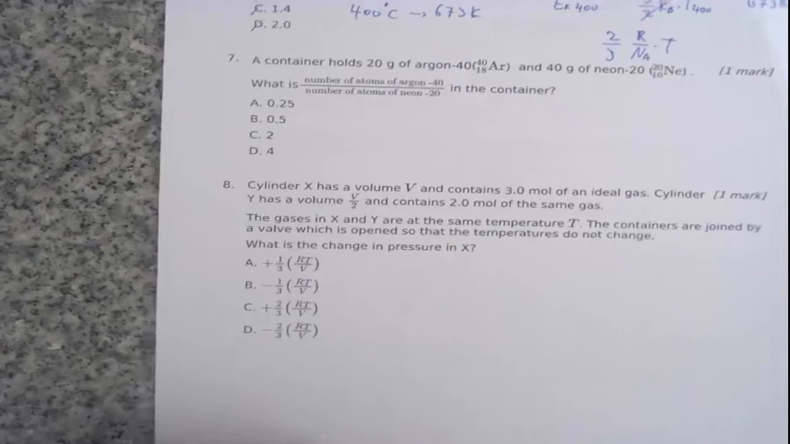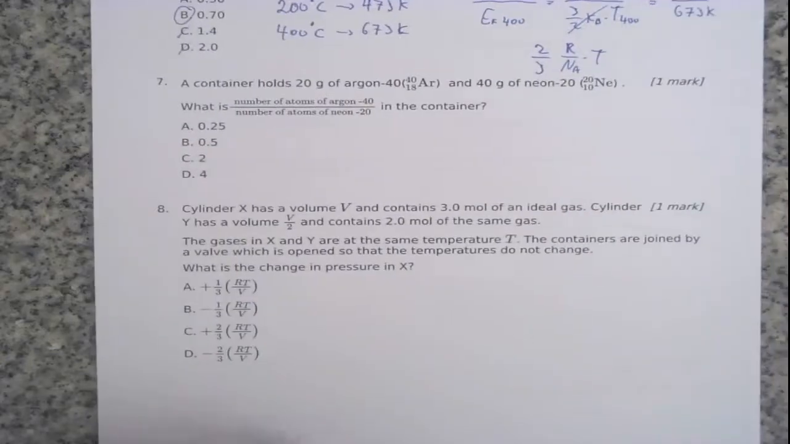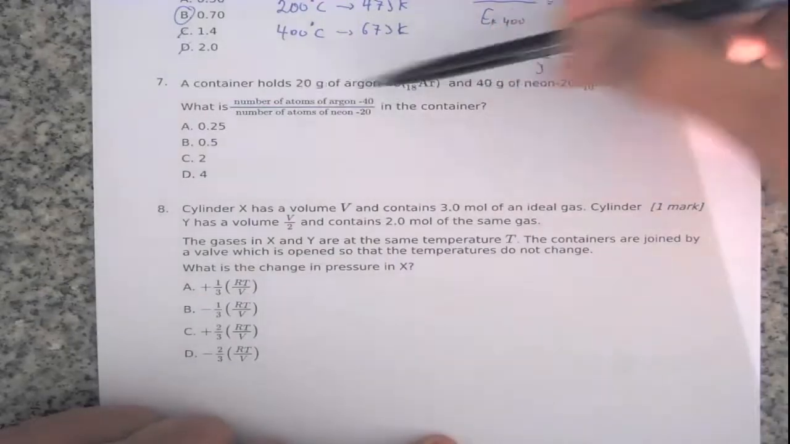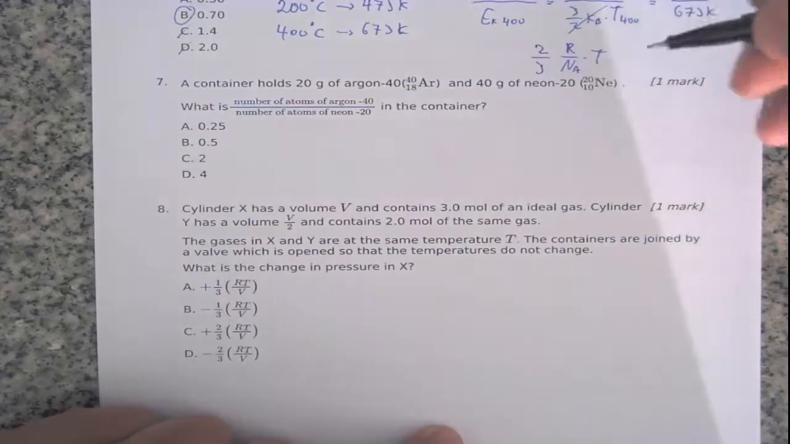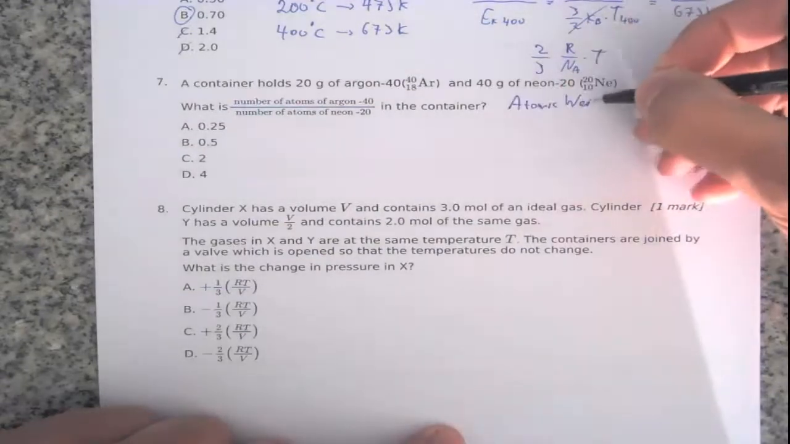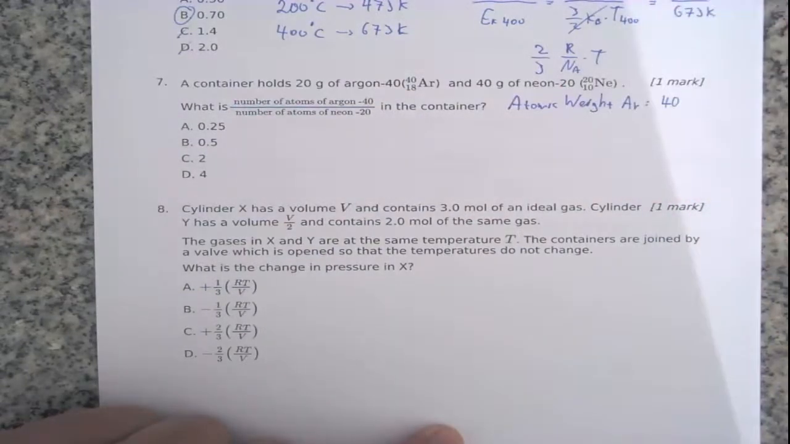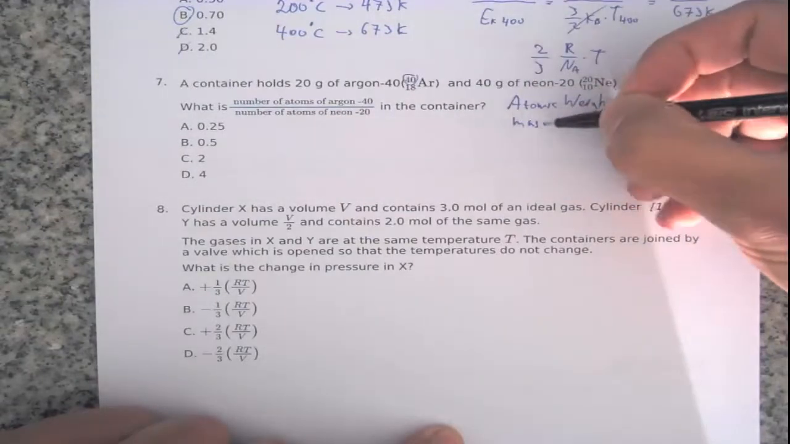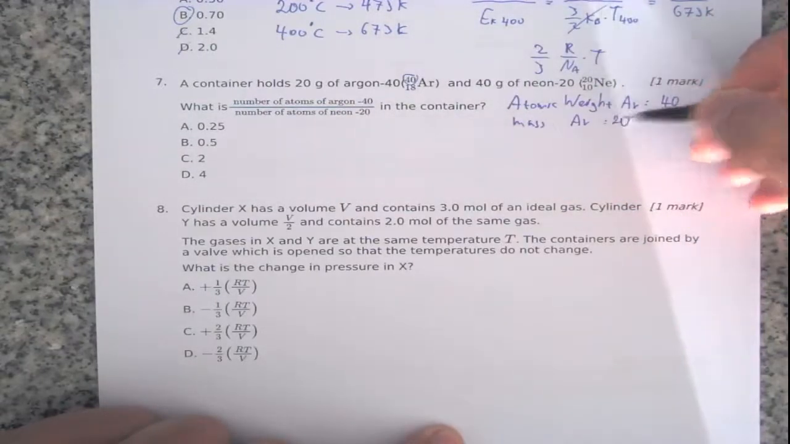Number 7 says that you have a container that holds 20 grams of argon 40 and 40 grams of neon 20. What is the ratio of the number of atoms of argon and the number of atoms of neon? So here we need to find the number of atoms. In order to do that, we need to check what we have in each of our substances. Now, the atomic weight of argon is 40. You can see it from here. The mass of argon is 20 grams.